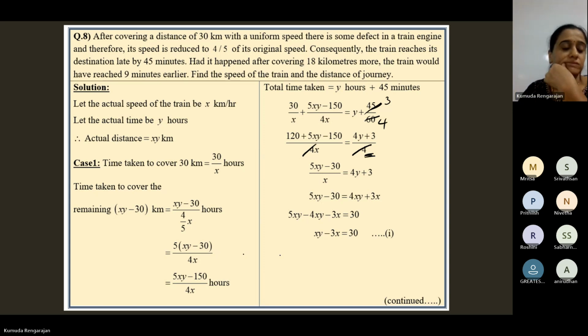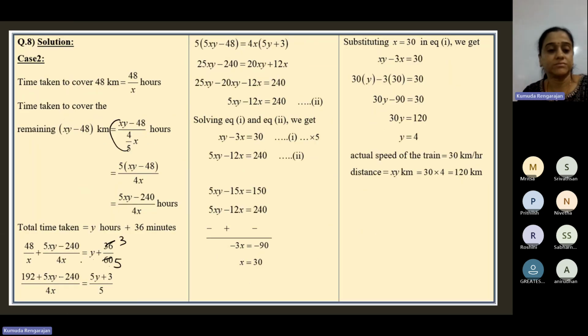Correct? And then we cross multiply, get this equation. The same way here. 36, 60, 3, 5. So the LCM is 5 here. And here the LCM is 4x. And after that we cross multiply, and this is the second equation.